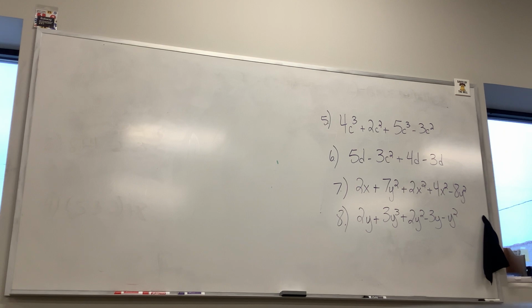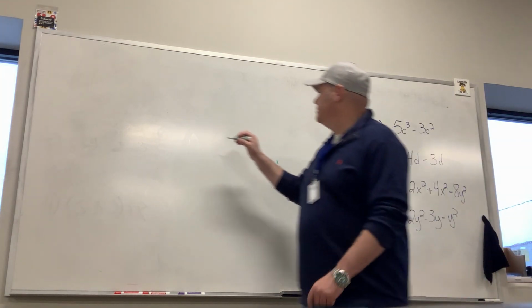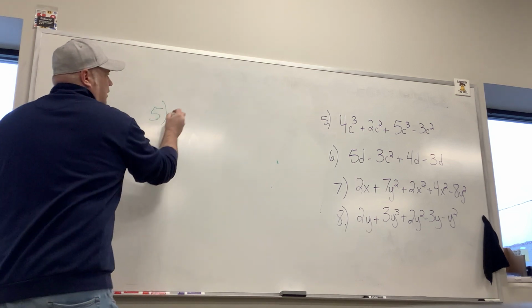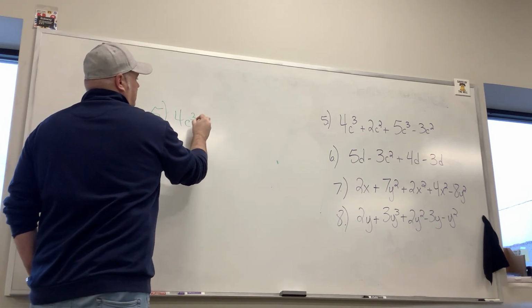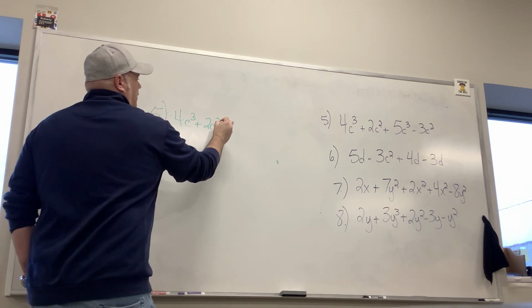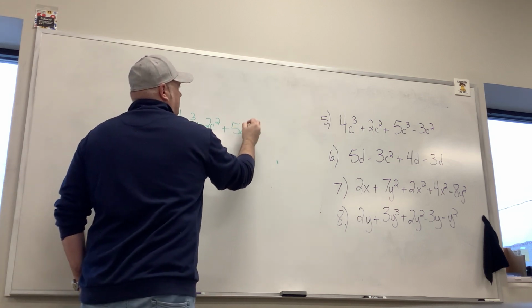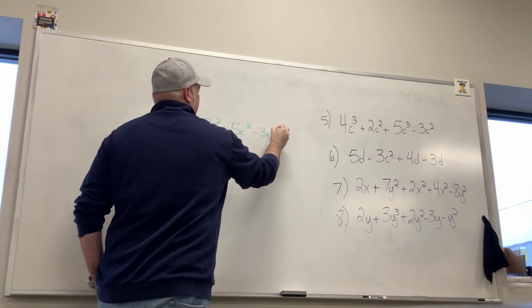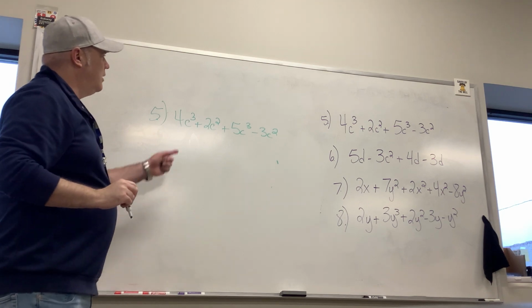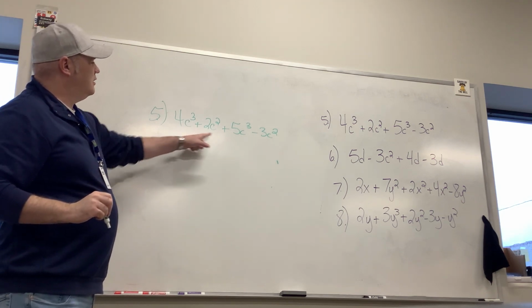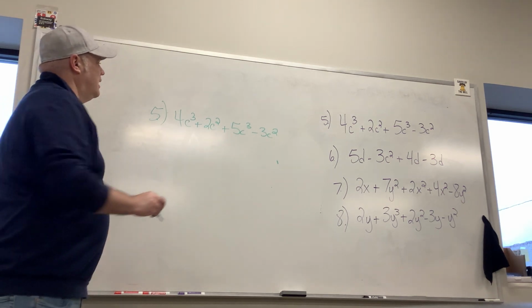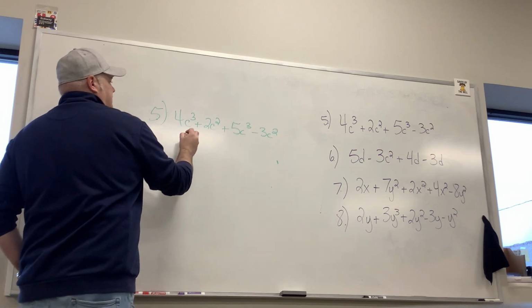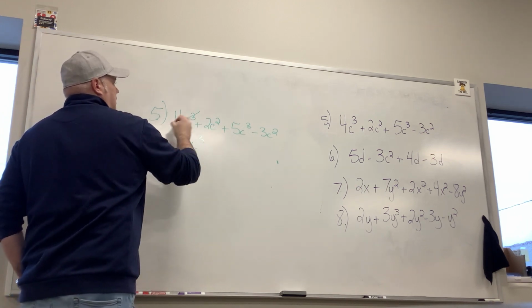So now on number 5, you're gonna combine your c's that are in the same thing here. So let's rewrite this one, get a little more room here. 4c cubed plus 2c squared plus 5c cubed minus 3c squared. Okay, so I'm going through and I'm saying, is there another c cubed? There is. Okay, and that's 4c and 5c is 9c cubed.